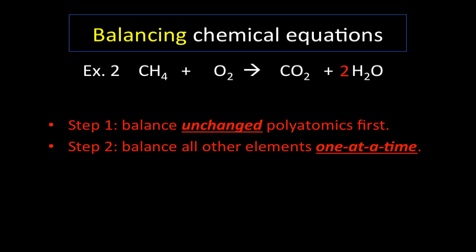And now we'll move on to the oxygen. We have 2 oxygens on the left, and on the right, you see the carbon dioxide has 2, and we have 2 waters, which gives us 2 more oxygens, so a total of 4 oxygens on the right-hand side of the arrow. So if I ended with 4, I had to have started with 4, so I'll put a 2 in front of my O2. And this is all balanced now.